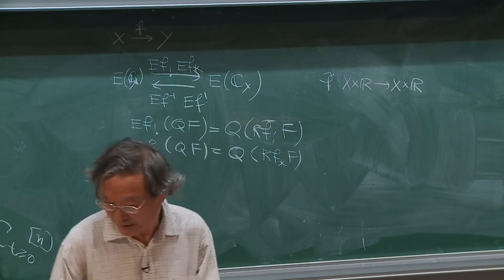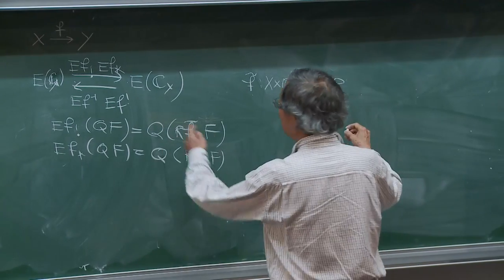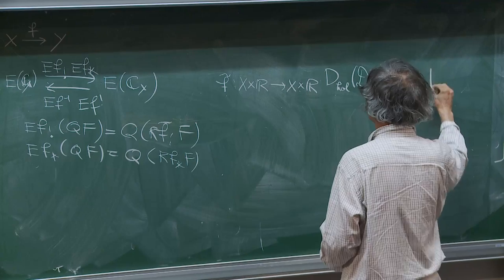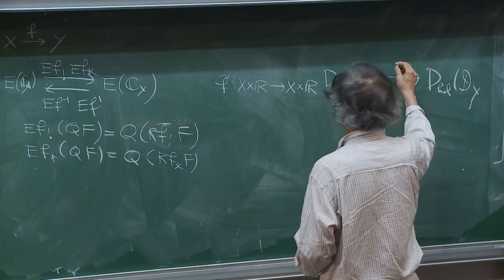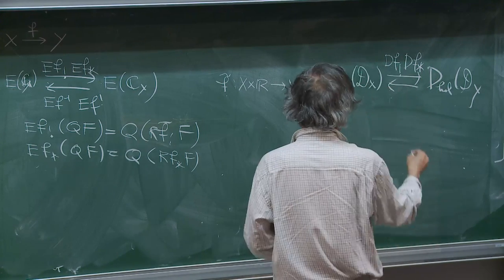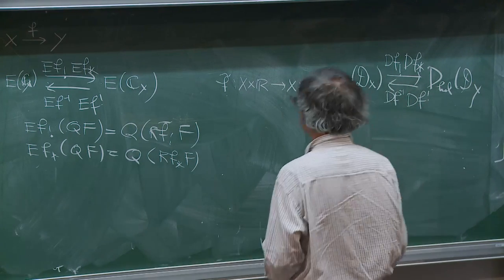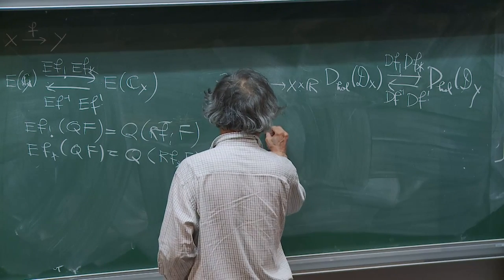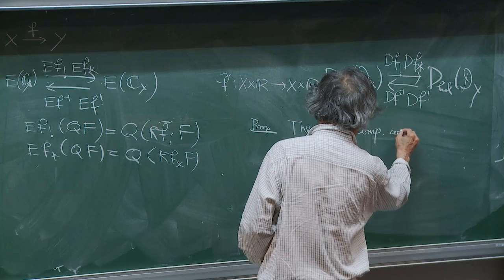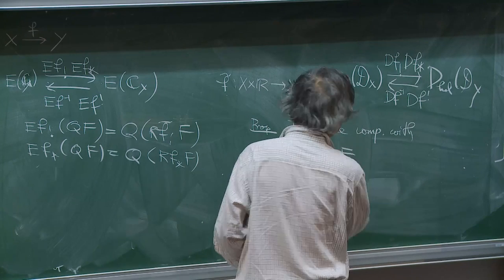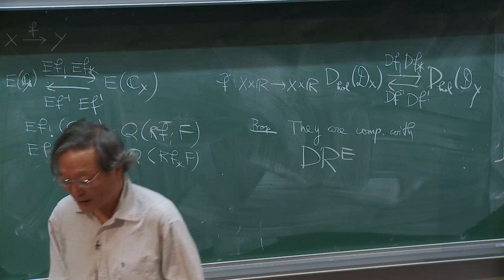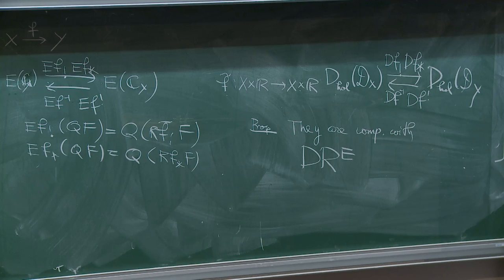And similarly, there is a D-module side. We need some condition, but I'll not talk about that. There is a corresponding operation. I write D f push forward and D f inverse image. And so the proposition is that they commute with each other. They are compatible with the enhanced solution functor. So you can calculate the solution functor of this one. So that is one part. And I'll make another remark.